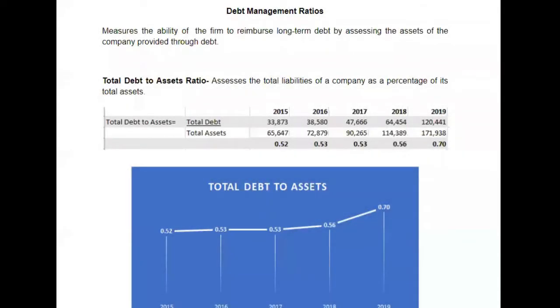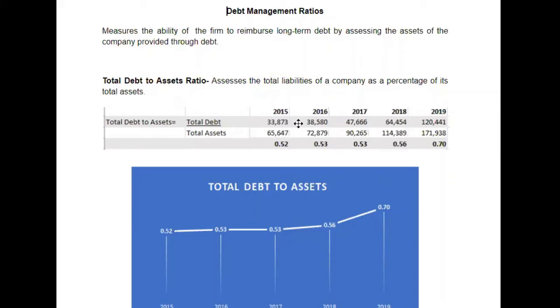Debt Management Ratios measure the ability of the firm to reimburse long-term debt by assessing the assets of the company provided through debt. Total debt to assets ratio assesses the total liabilities of a company as a percentage of its total assets. In getting the total debt to assets ratio, we're going to use the formula dividing total debt to total assets.